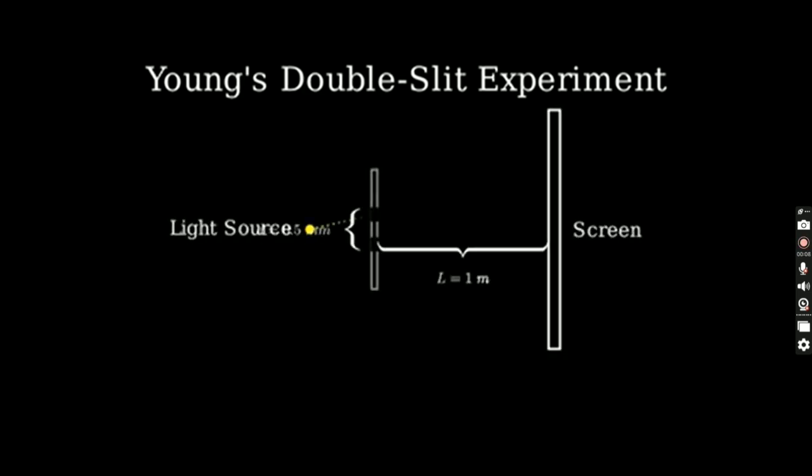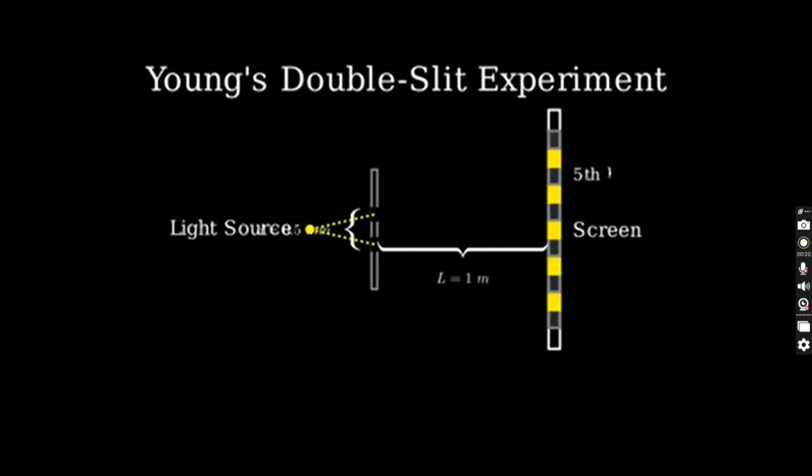Let's solve this Young's double-slit experiment problem. We need to find the wavelength of light used, given some information about the fringe pattern. Let's first visualize the experimental setup. We have a light source, then two slits separated by a distance d of 0.5 millimeters, and a screen placed 1 meter away. On the screen, we observe a pattern of bright and dark fringes.